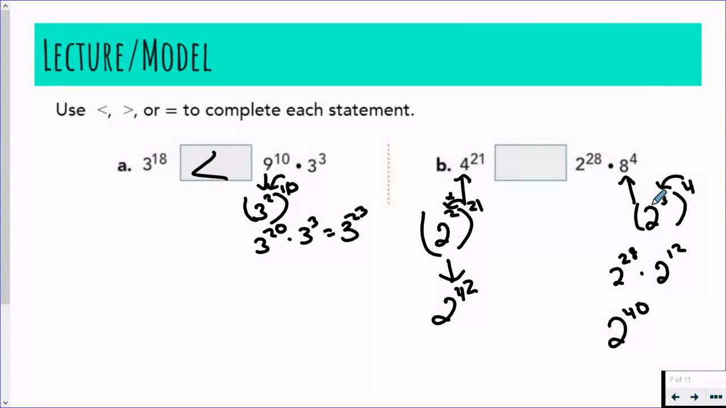So 8 becomes 2 to the 3rd power, raised to the 4th power, we multiply those exponents, you get 2 to the 12th. And then we still have to multiply it by that 2 to the 28th. 28 plus 12 is 40. So 2 to the 42nd is going to be greater than 2 to the 40th.